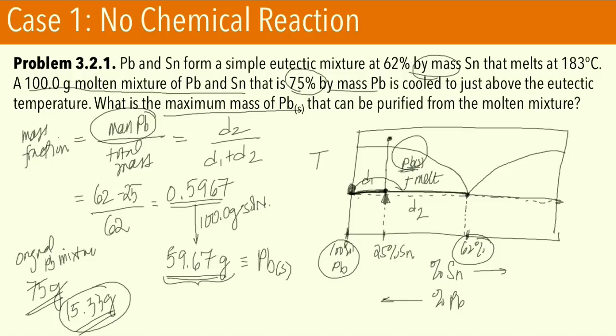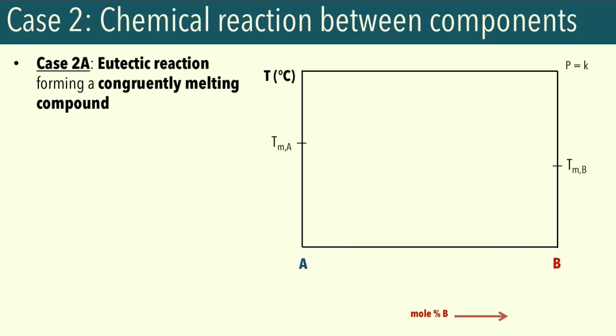Hopefully this problem is clear now. Again, you can see the practical application of using this phase diagram in order to perform fractional freezing. Now that we're familiar with the basic two-component non-reacting system, let's look at cases in which we might see a reaction between our two components.